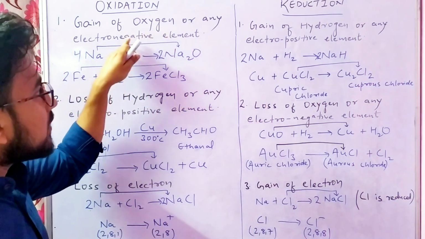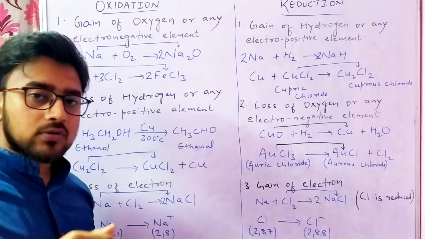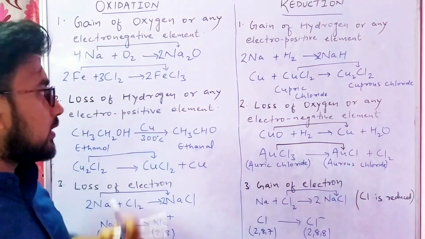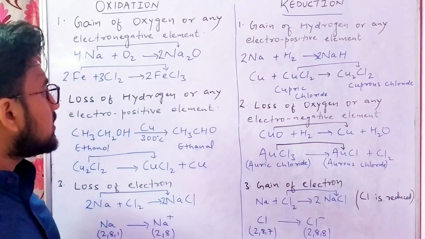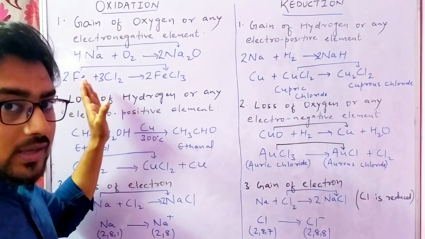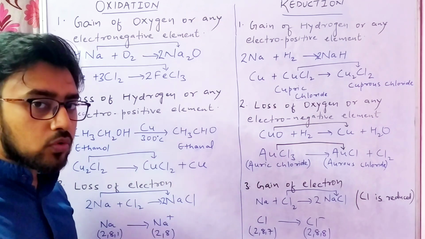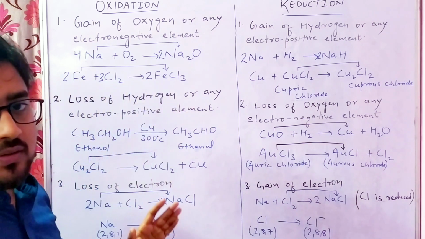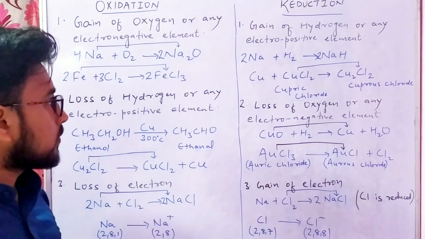Second, addition of any electronegative element is also oxidation. See, I have taken iron and reacted it with chlorine. In the product side, what am I getting? Iron chloride, FeCl3, called ferric chloride. On the reactant side there is only iron, but in the product side it is with chlorine. Chlorine is added and chlorine is an electronegative element. So you can say that iron is oxidized because of the addition of chlorine, which is an electronegative element.